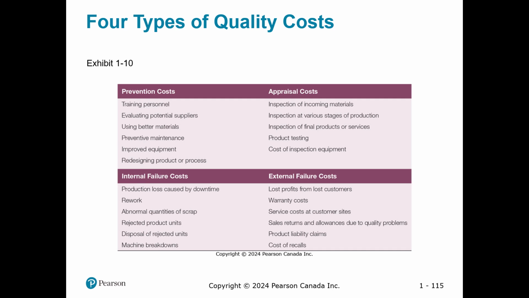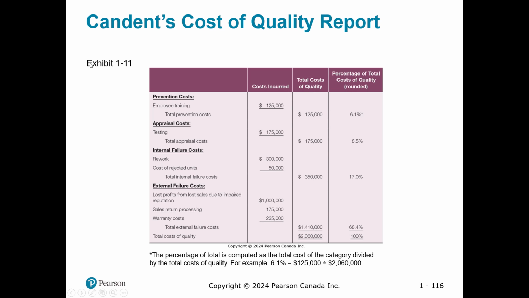So these are the types of costs that we have in excess of product costs, because often we look at product costs and say, okay, this is how much this product costs. No, we've got all these other costs that go into producing a quality product. And these costs can be pretty significant. So for instance, this is example 1-11 from the textbook. Preventative costs, employee training costs us $125,000, right? Appraisal costs, testing costing $175,000.